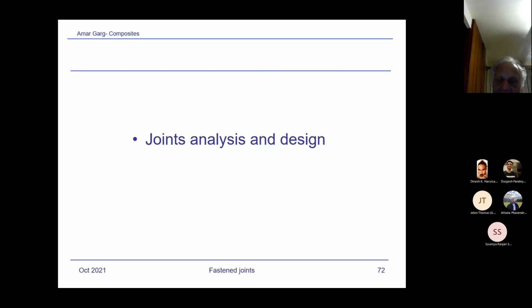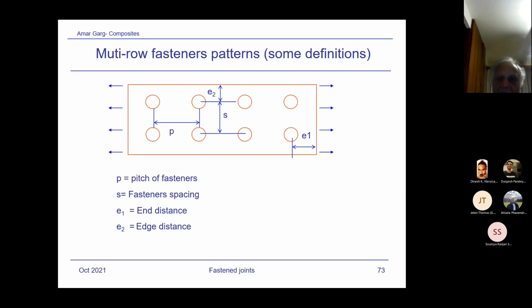Okay, now joint analysis and design. Let's discuss some of the parameters just to clarify what they are. Normally you'll have multi-row stacks of fastener patterns, and the way it is designated, suppose the load is applied in this direction, the fastener pitch is considered in the load direction, the distance from center to center, and fastener spacing is 90° to the load direction. That is the usual convention.